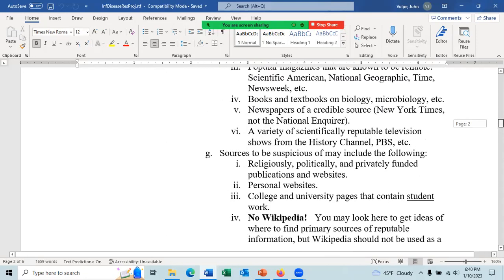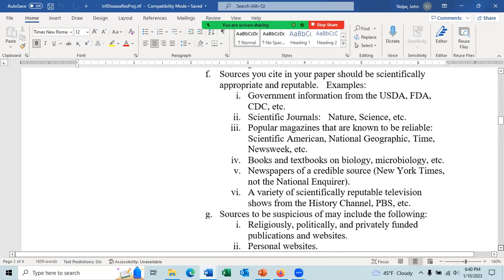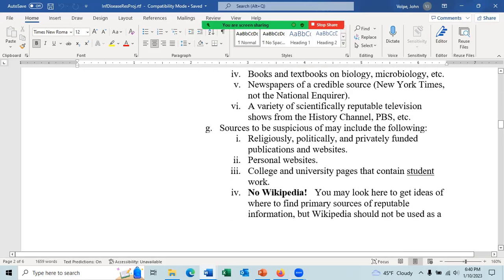A textbook is, and all of these are referenced. So any source that's referenced would be a good source. A reliable and credible newspaper may be used, like the New York Times, but not the National Enquirer. A variety of scientific, reputable television shows, like the History Channel, PBS, etc. But be suspicious of sites that are religious, politically motivated, or privately funded. These websites tend to have their own bias, and so their information may not be correct.